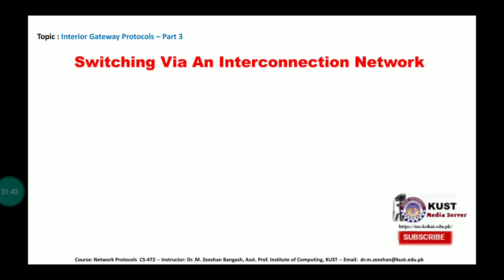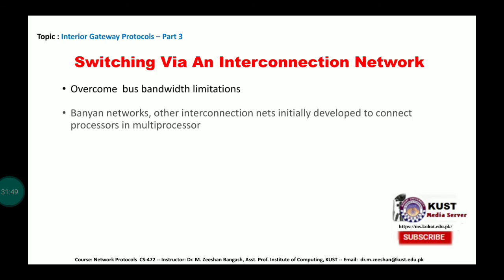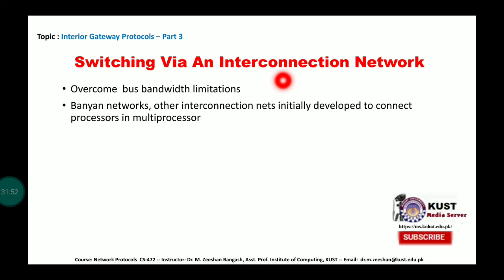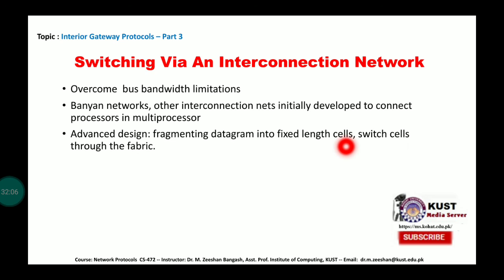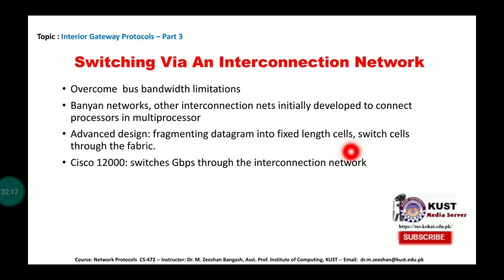Now another type of switching is switching via an interconnection network, and it overcomes the bus bandwidth limitation. An example is the Banyan network and other interconnection networks that were initially developed to connect the processors in a multiprocessor. It has advanced features like fragmenting datagrams into fixed length cells and switching cells through that fabric. The Cisco 12000 switch is an example that switches at Gbps through an interconnection network.